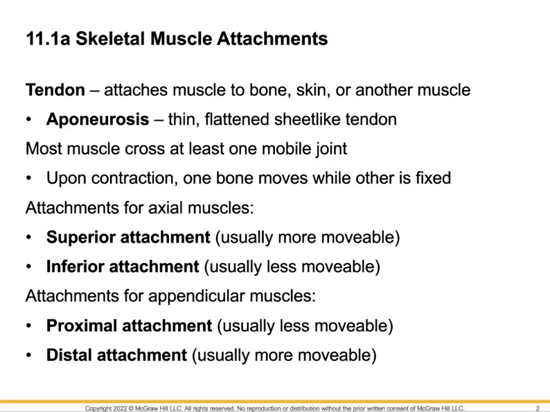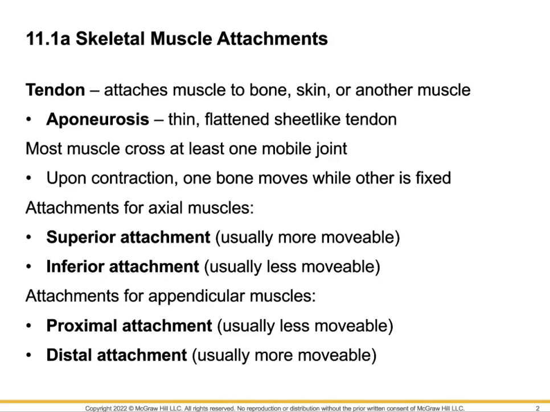Okay, so most muscles will cross at least one movable joint. So when that muscle contracts, one bone is going to move and the other one's not. When we talk about these attachments for muscles in the axial skeleton, we have superior and inferior attachments. Taking you back to terminology, right? The superior end is usually more movable, and the inferior end is usually much less movable. Now, if we talk about the muscles associated with the appendicular skeleton, that's reversed.